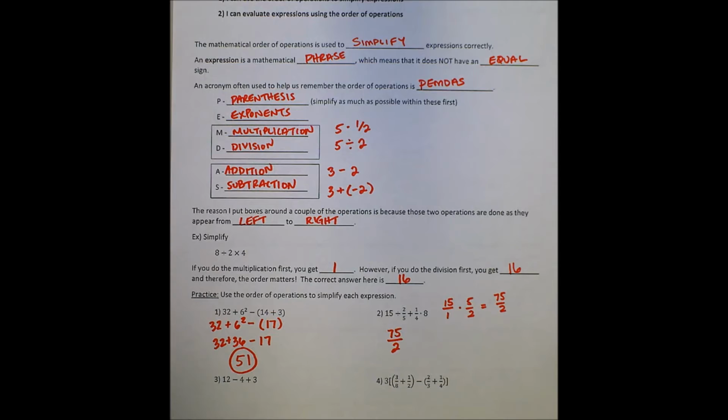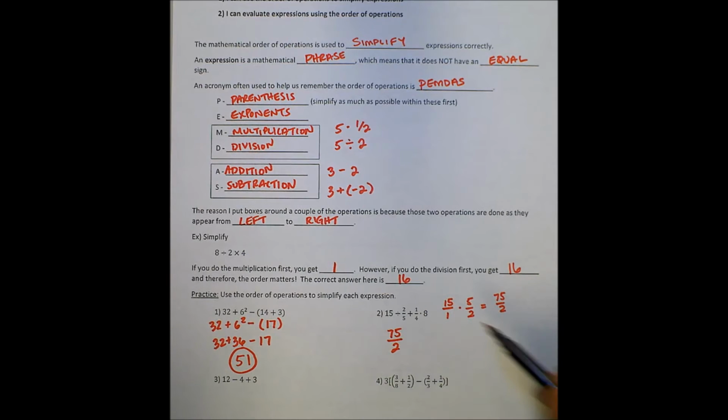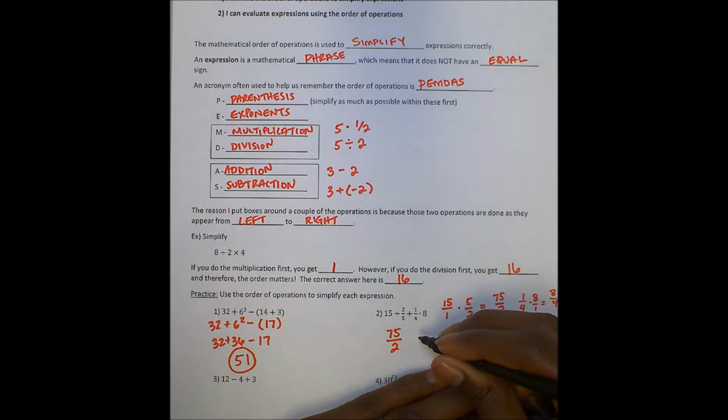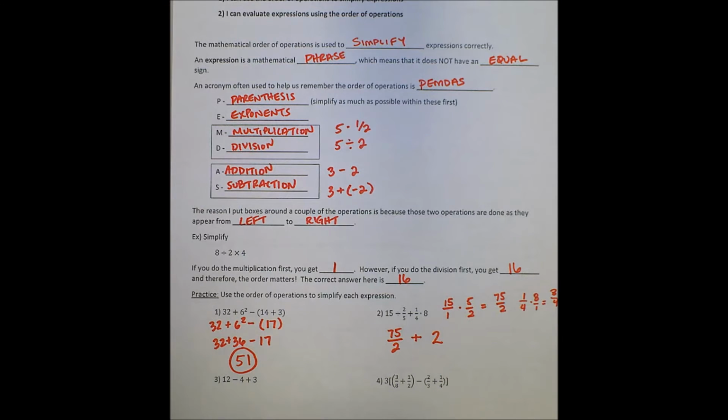Okay, and then we have addition, and then 1/4 times 8. So we'll do multiplication before addition. And so we'll do the 1/4 times 8. And that will give us 8 over 4, or 2. So we have 75 over 2 plus 2.